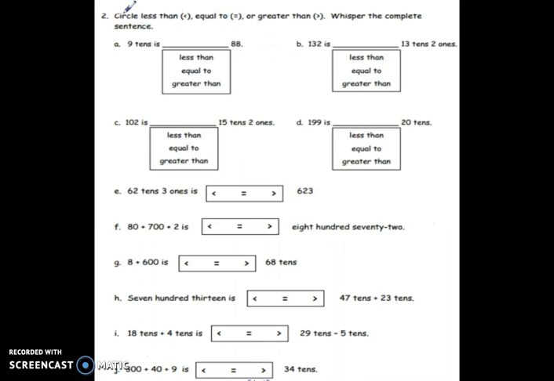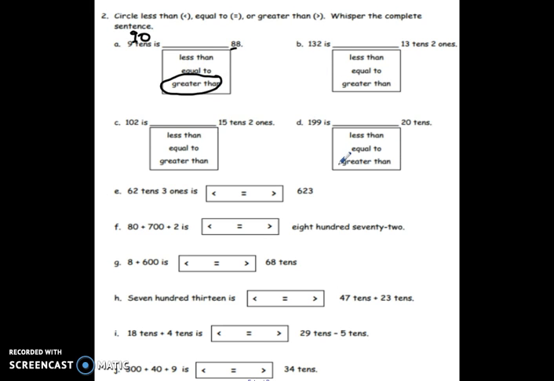Let's read the directions for the second page. It says circle less than, equal to, or greater than. Whisper the complete sentence. So we'll do one together. This says 9 tens is less than, equal to, greater than 88. Well, you need to figure out what 9 tens is first. And we want to write the number in standard form. 9 tens is actually 90. So is 90 less than, equal to, or greater than 88? Well, 90 has a 9 in the tens. 88 has an 8 in the tens. So 90 is greater than 88.